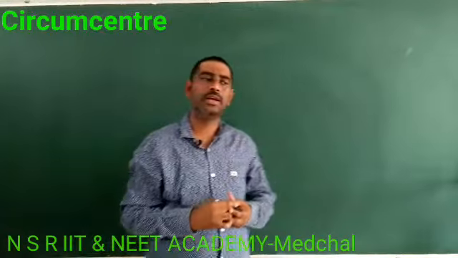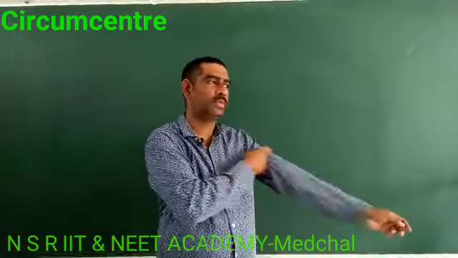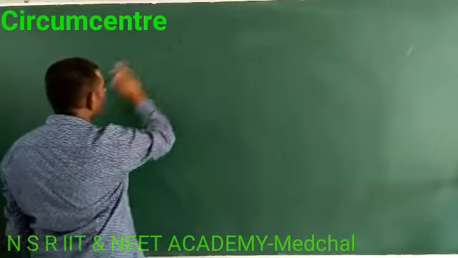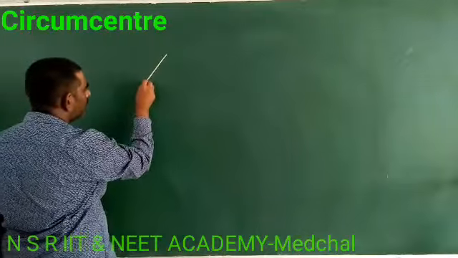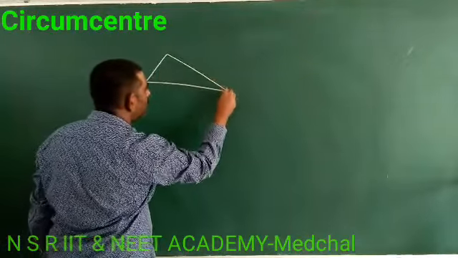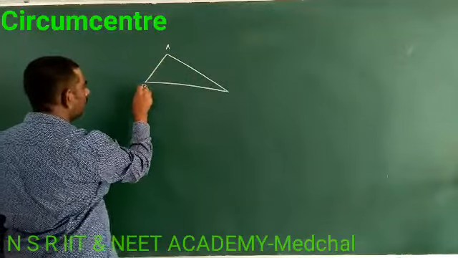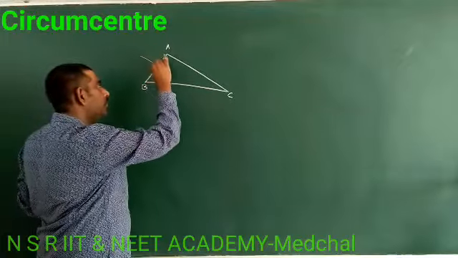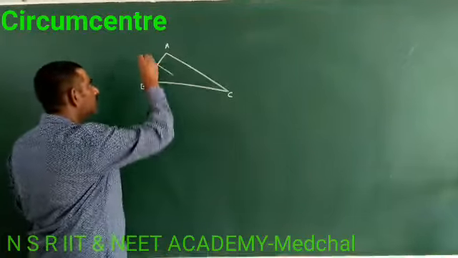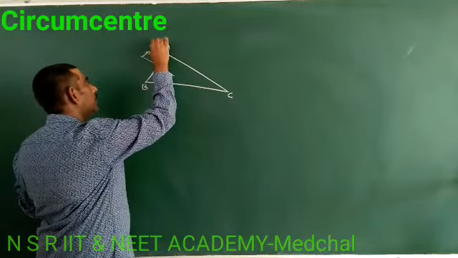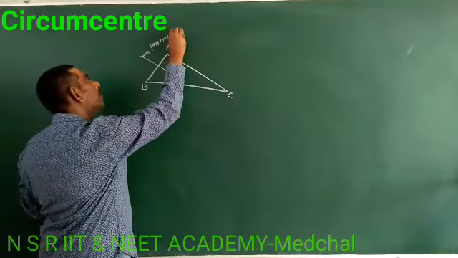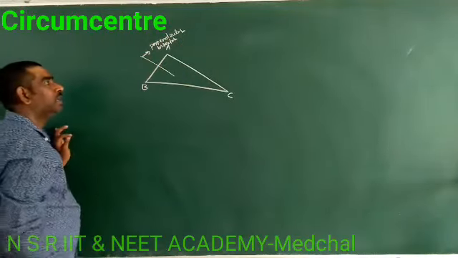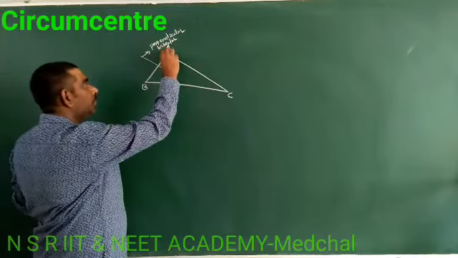Next one, circumcenter. Before the definition of circumcenter, we need to know the definition of perpendicular bisector. What is the definition of perpendicular bisector? In a triangle ABC, a line that divides a side of the triangle into two equal parts is called a perpendicular bisector. So a perpendicular bisector divides the side of the triangle into two equal parts.